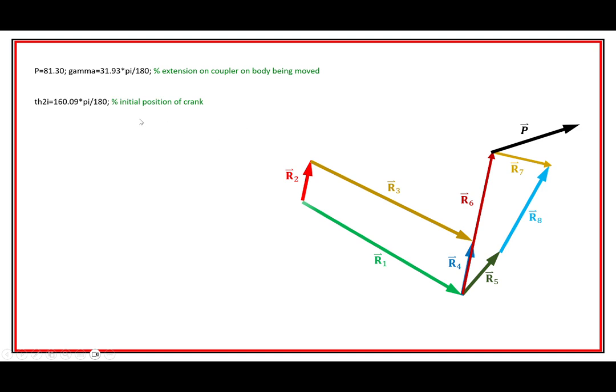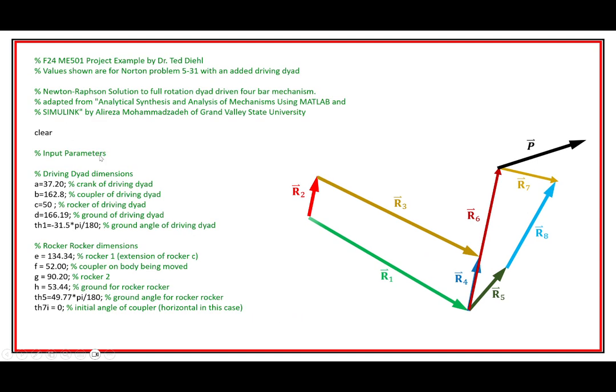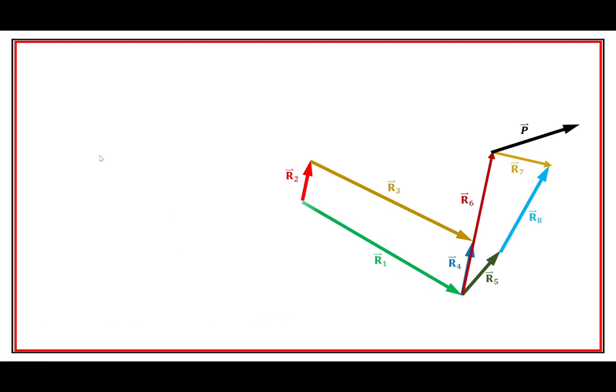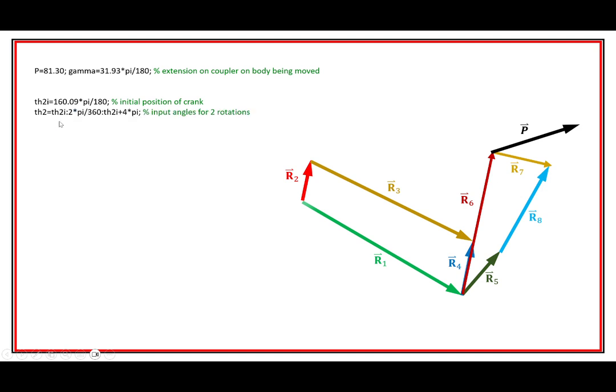I talked about the initial position of the crank, and then had the input angles. So now I make a string of angles. Here's the initial one. I hadn't put in what theta 2 is here, so here's where I decide where theta 2 belongs, the initial one. Once again, I got that from the graphical synthesis. And so I send it through for 2 rotations. You might just want to do 1 rotation, but I kind of like the look of 2 rotations when I'm making a video.